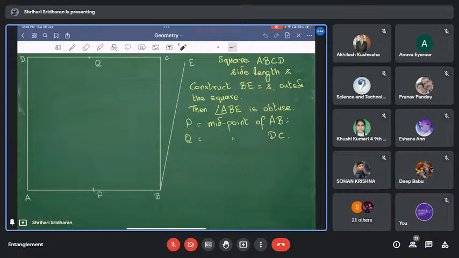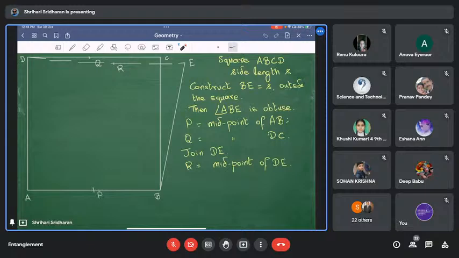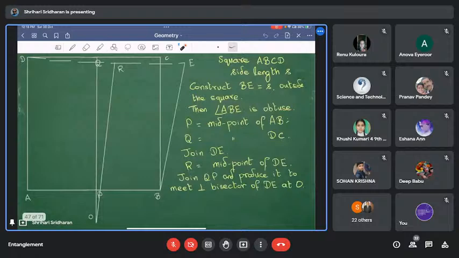Let P be the midpoint of the side AB, Q be the midpoint of the side BC. Let's join DE and let R be the midpoint of the side DE. Now recall, my BE is equal to S, the side length of the square itself. I join QP and I produce it to meet the perpendicular bisector of DE at O.